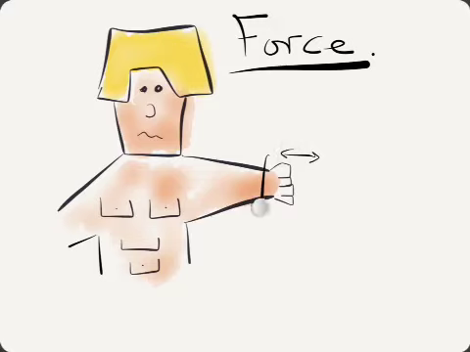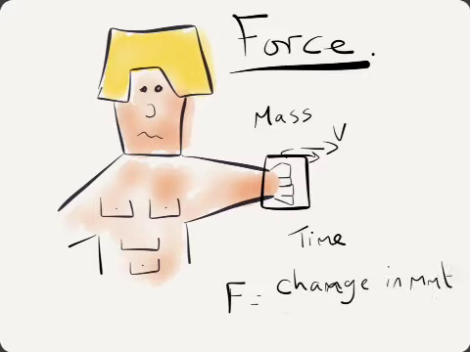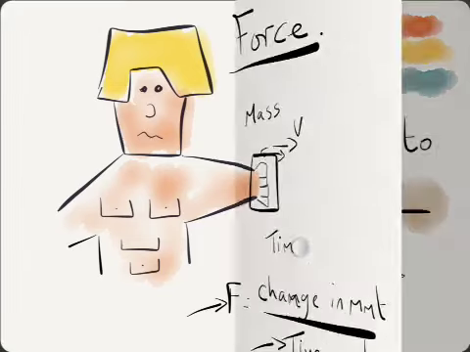So if we assume his fist has a mass and it's moving with a velocity, now the key to this is time. If the time for you to go from moving to not moving is very, very small, you will generate a very big force. And so the equation ends up looking like this. Change in momentum divided by the time of that change. And as you can see, if that number is very small, then this number is going to be very big. And that's the key behind generating a lot of force.